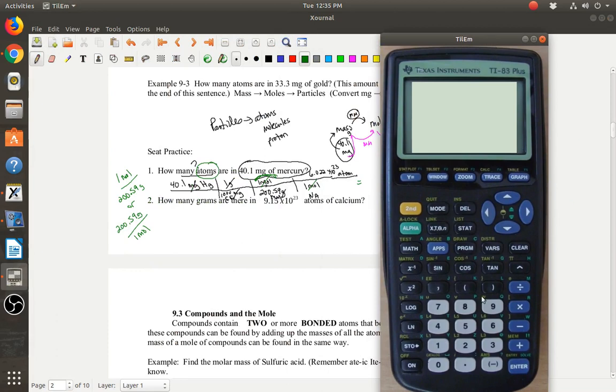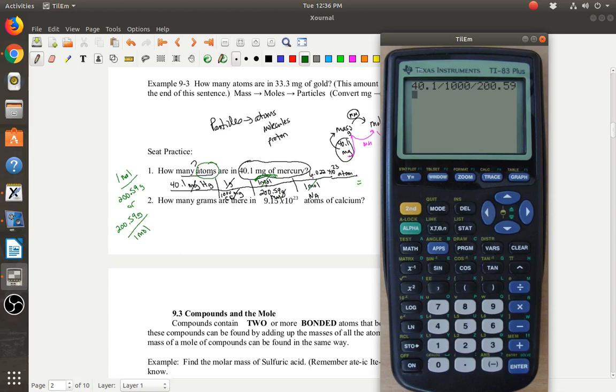Please follow along carefully on the calculator. All right, it's 40.1 divided by 1,000. Because you can see right over here, it's on the bottom, so I'm going to divide by 1,000. And then the next step, it's also on the bottom, so I'm going to divide again, and this time by 200.59. But now the next number is on the top, so I have to multiply by that number.